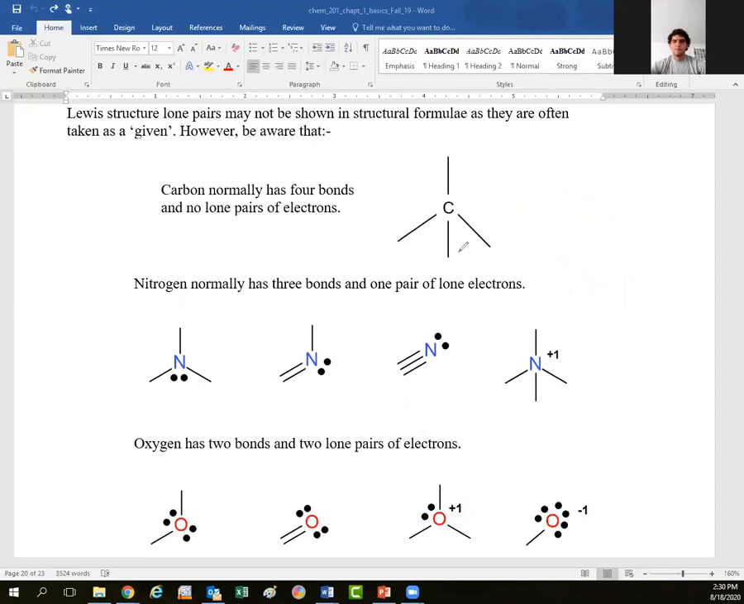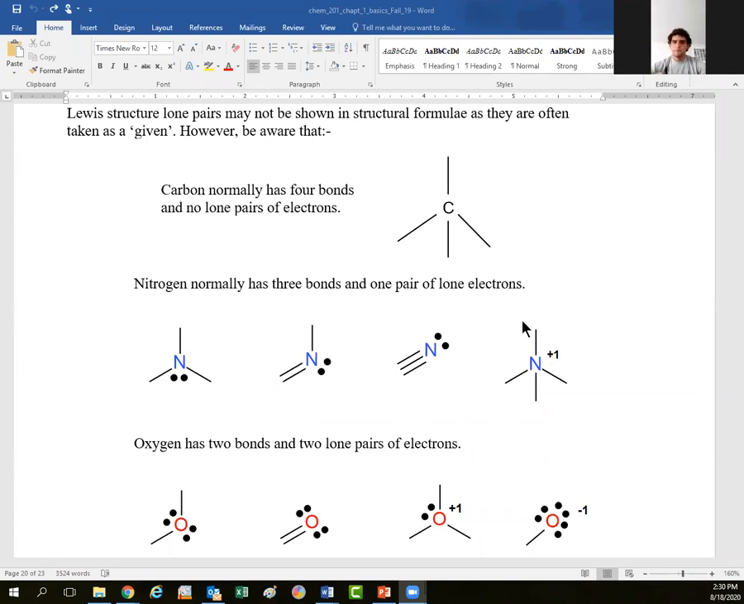So likewise with nitrogen, as we showed from the periodic table, nitrogen normally has three chemical bonds and a lone pair. And it can be any combination of three bonds and a lone pair. So maybe there's a carbon to nitrogen double bond and a single bond with the lone pair. Or maybe a carbon to nitrogen triple bond with the lone pair. It all adds up to the same thing each time. Three bonds and a lone pair. So a full octet for the nitrogen and electrically neutral.